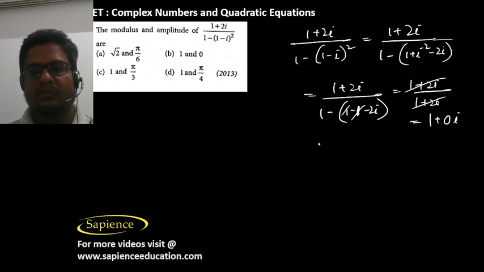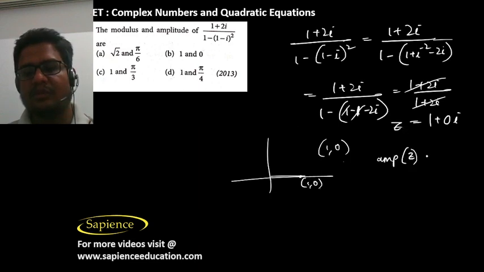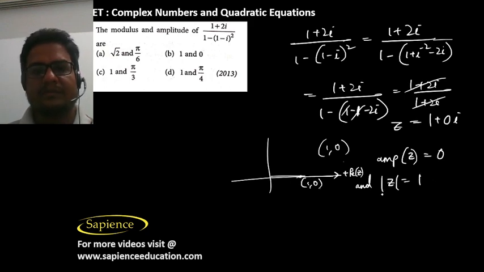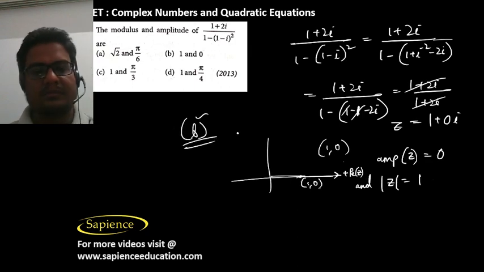So the point is 1 comma 0. So 1 comma 0 will be a point on the x-axis. Therefore the amplitude of z, if I take this as z, will be 0, since it lies on the positive real axis, and the modulus of z will be equal to 1 only. So 1 and 0. So option B is the correct answer.